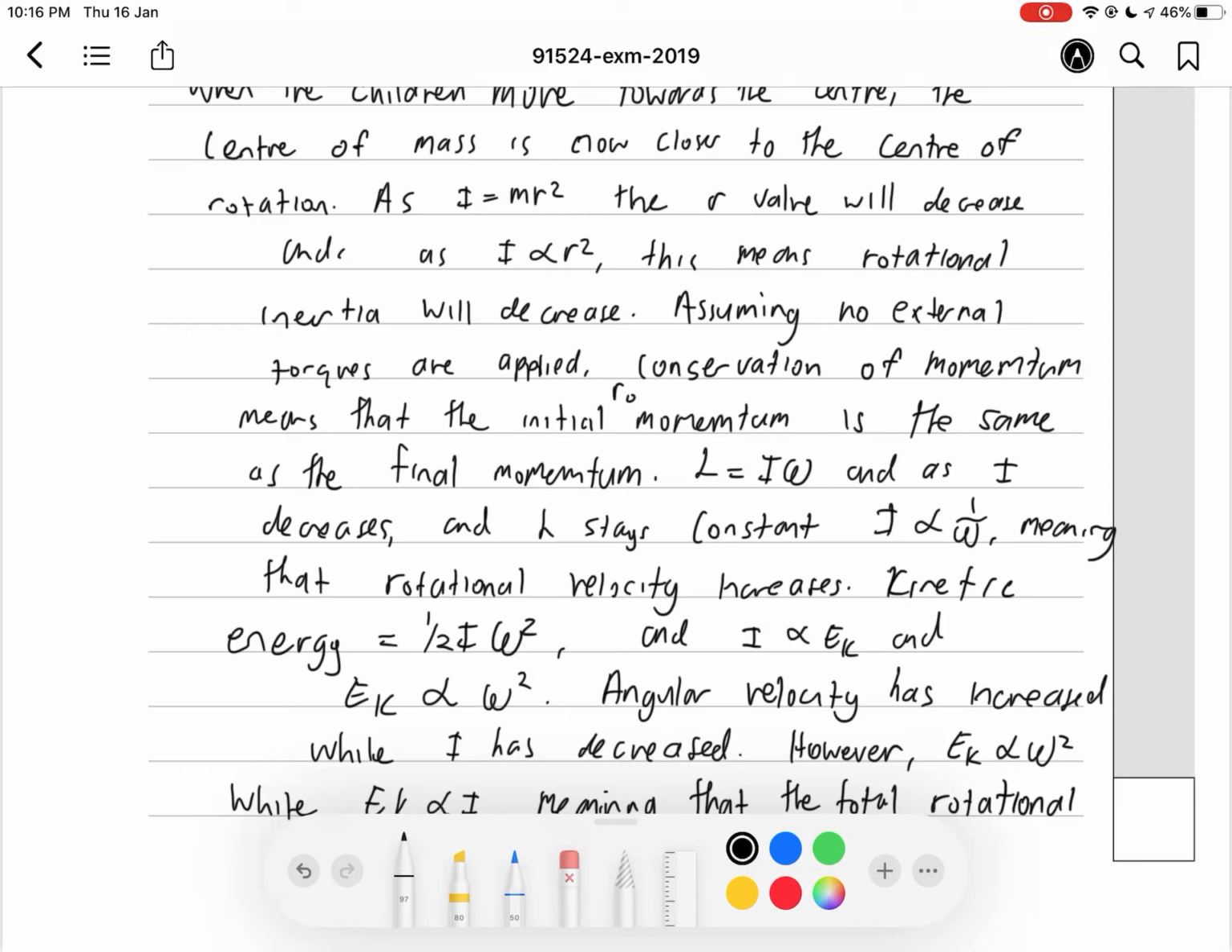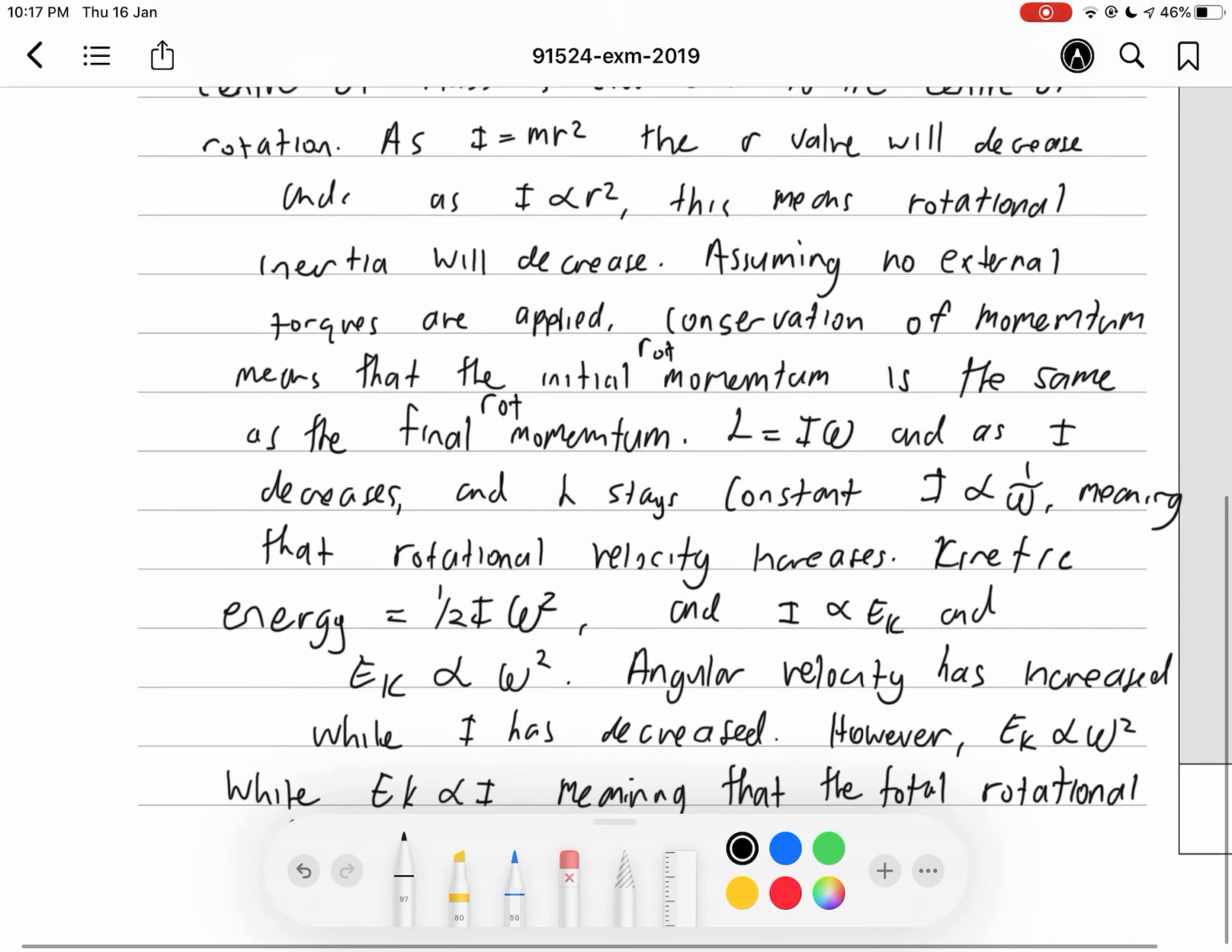I forgot to add rotational here. This should be rotational and rotational. And we know that our rotational momentum is equal to our rotational inertia times our rotational speed. And we know that the rotational inertia has decreased while the momentum has stayed constant. Our inertia is inversely proportional to our speed, meaning that the rotational velocity will increase.